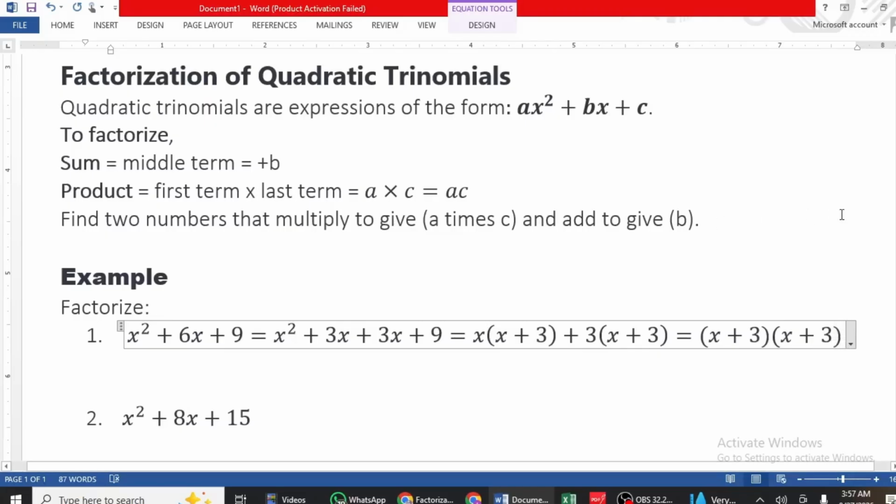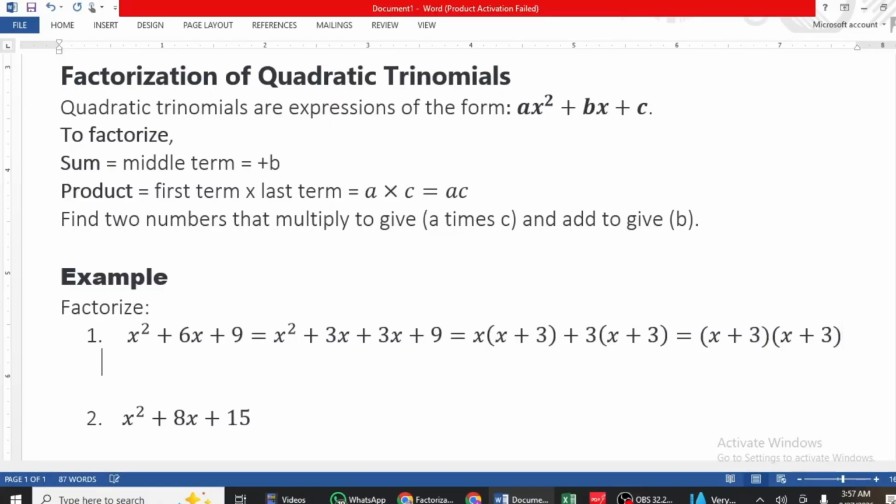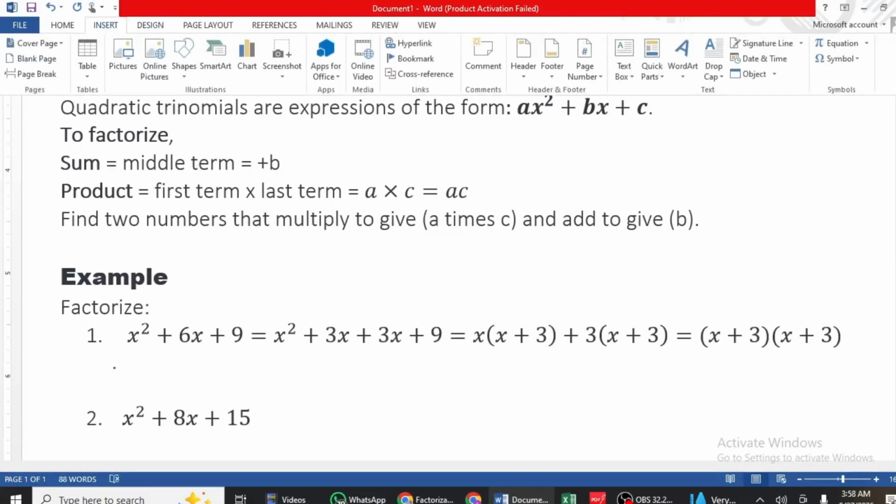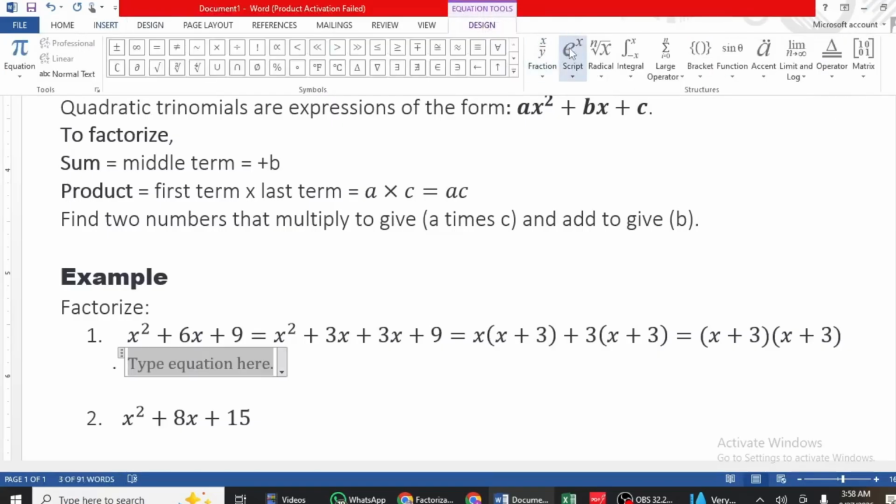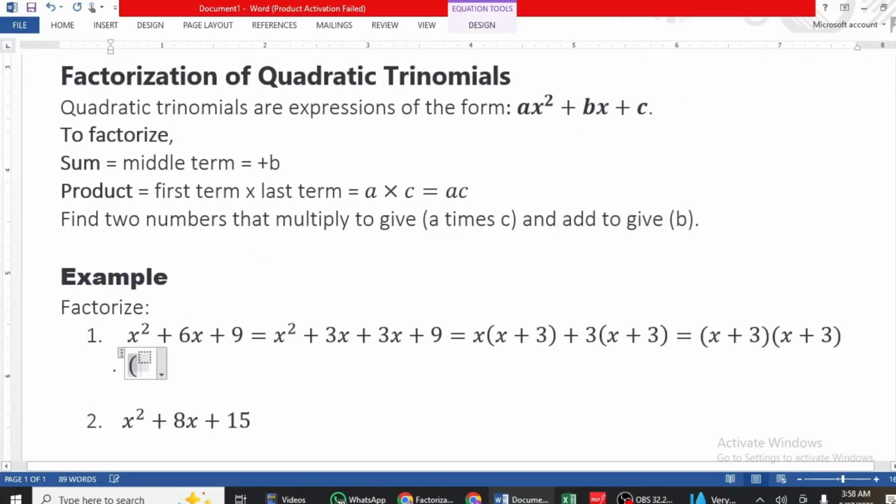And if you look at this expression very well, this one is telling you that they have the same factor, and that is what we call a perfect square, which means that you can rewrite your answer as x plus 3 squared. Your answer now can be written as x plus 3 squared, and this is how to factorize a quadratic trinomial.